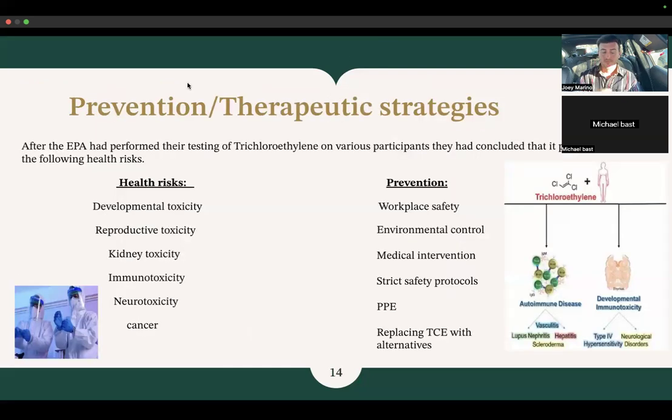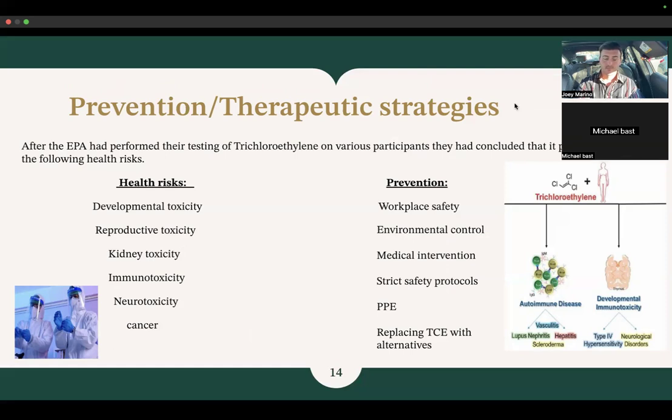Okay. On to the prevention and therapeutic strategies. There was a study done in which the EPA performed their testing on trichloroethylene on various sets of participants. Based on that study, they were able to conclude that it poses a good amount of health risks. We're not going to go too deep into it, but some of the health risks are developmental toxicity, reproductive toxicity, kidney toxicity, immunotoxicity, as well as cancer.